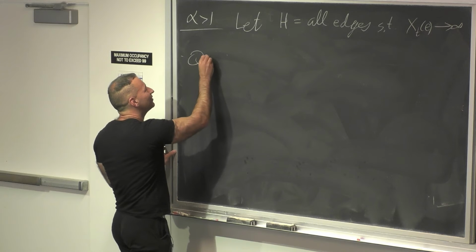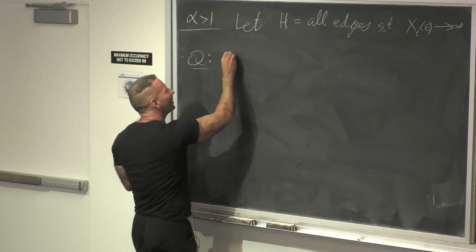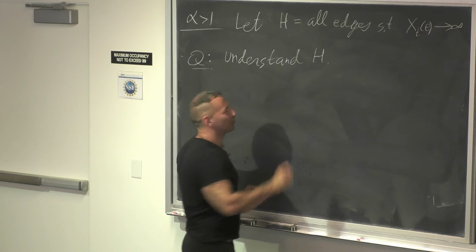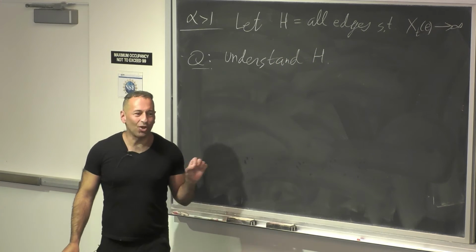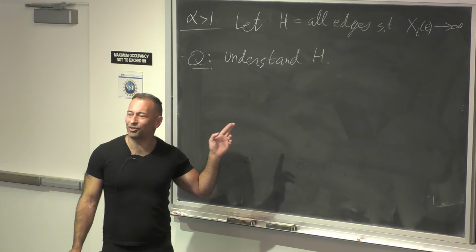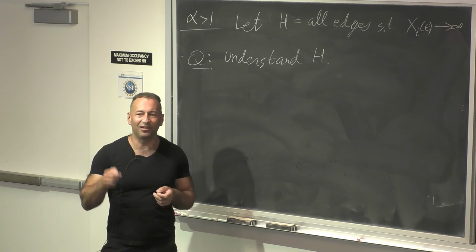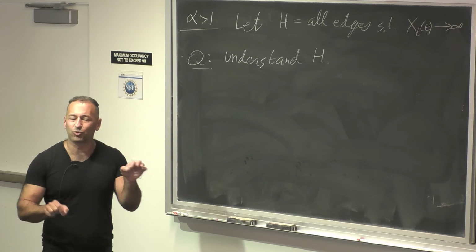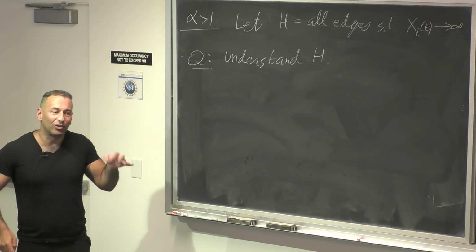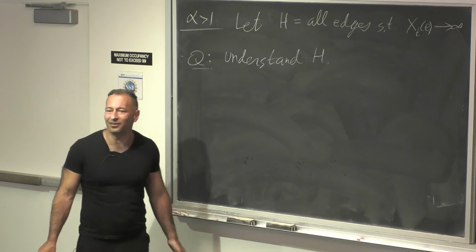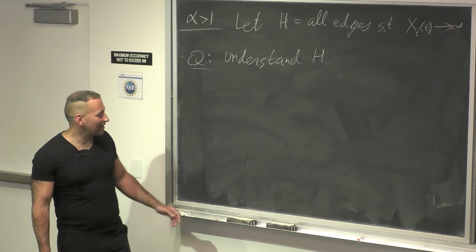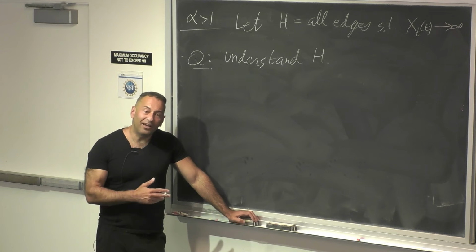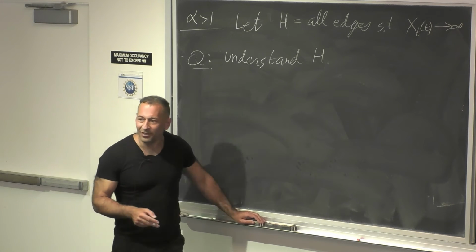So the question is to understand H. It has no isolated vertex. It's a subgraph and it cannot have isolated vertices because, as we're saying, every vertex is activated infinitely often. So infinitely many times you reinforce one of the edges at that vertex, so at least one of the edges must go to infinity. So it's a subgraph with no isolated vertices. It can have some cycles. It doesn't have to be a tree.